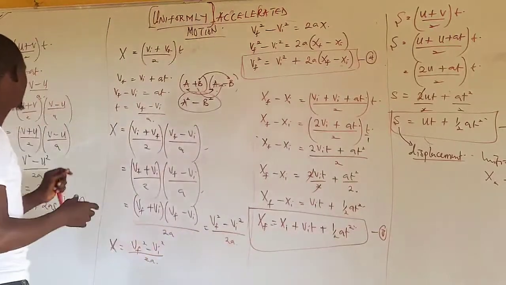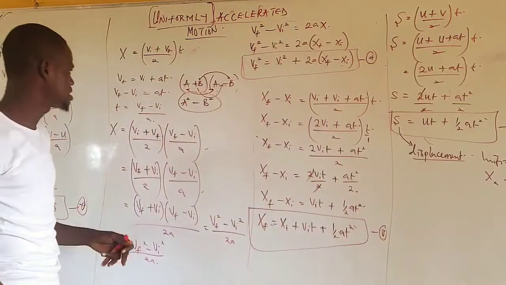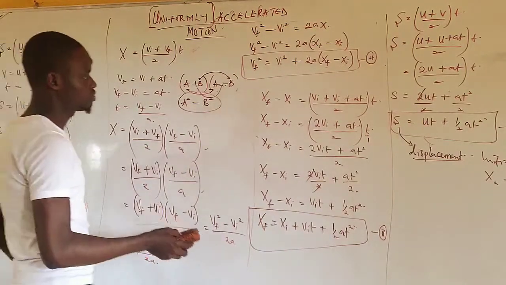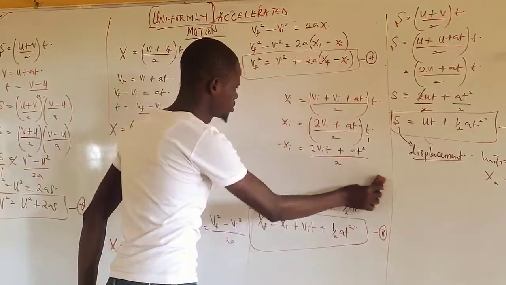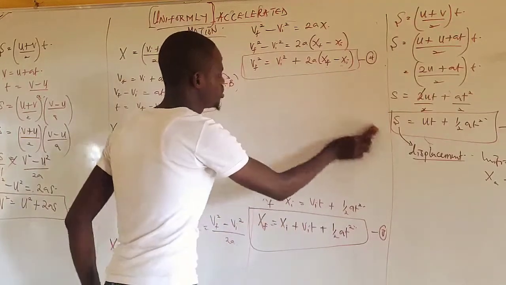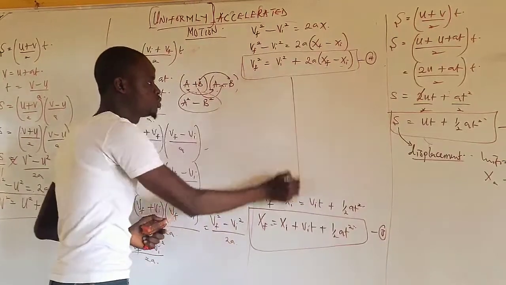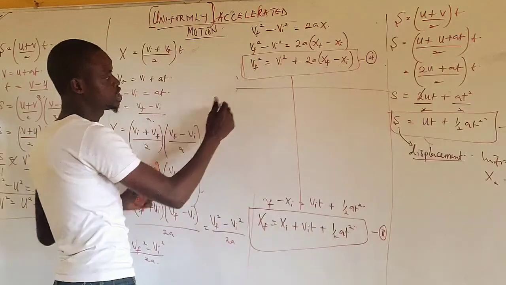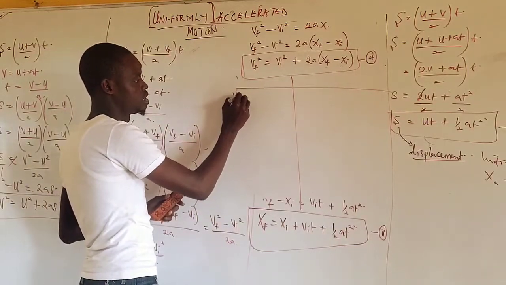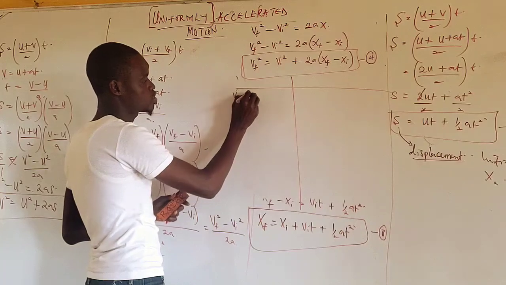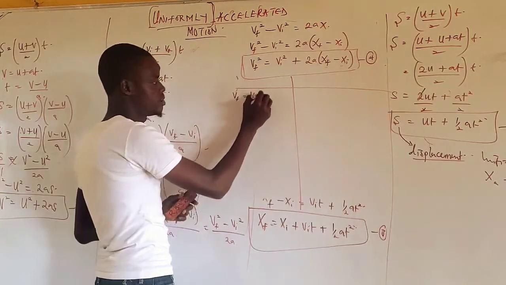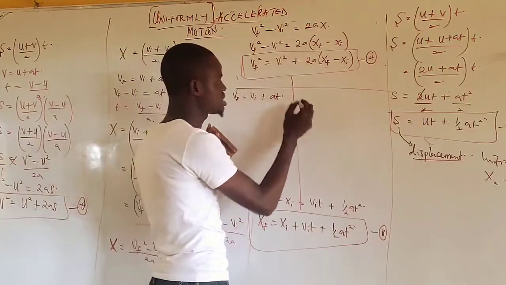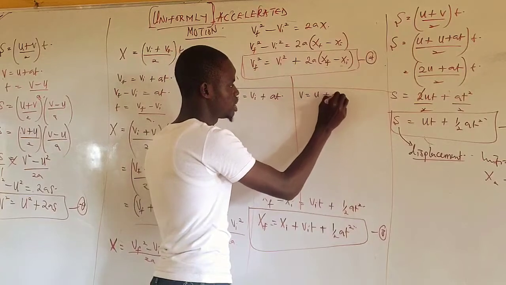So, my generalized equations of motion are these. Let me write out the whole set of equations of motion that we have. Now, my generalized equations of motion, I'm going to put into two formats, which are of the same kind. My equation 1: vf equals vi plus at, which can also be written as v equals u plus at.